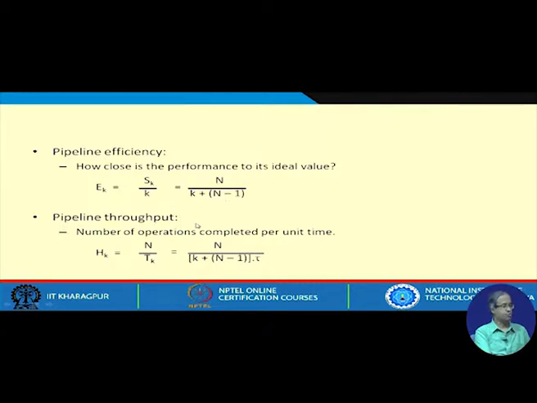And the pipeline throughput you can define as the number of operations completed per unit time: total number of operations divided by total time taken to compute k data items, n divided by this. This is throughput.